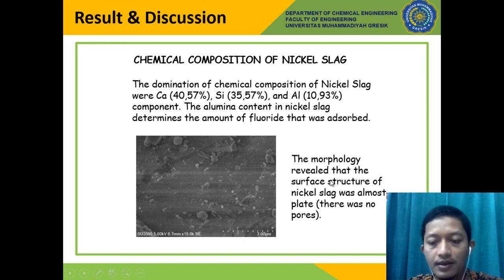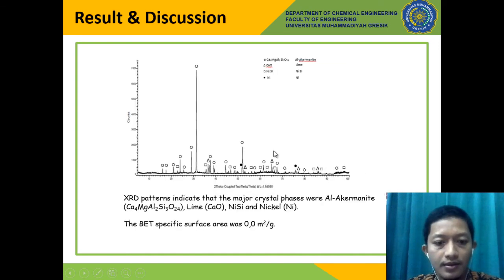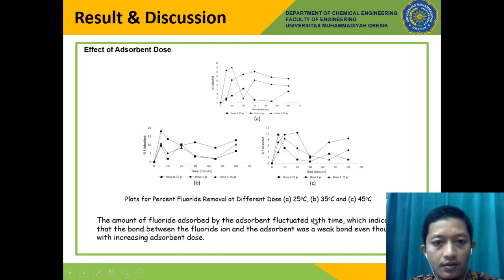And from the SEM, the morphology revealed that the surface structure of the nickel slag was almost smooth because there were no pores at the adsorbent surface. And from the XRD, we got the major crystal phases: aluminate, lime, nickel silica, and nickel. And the BET surface area was 0.0. So there is no pore here.